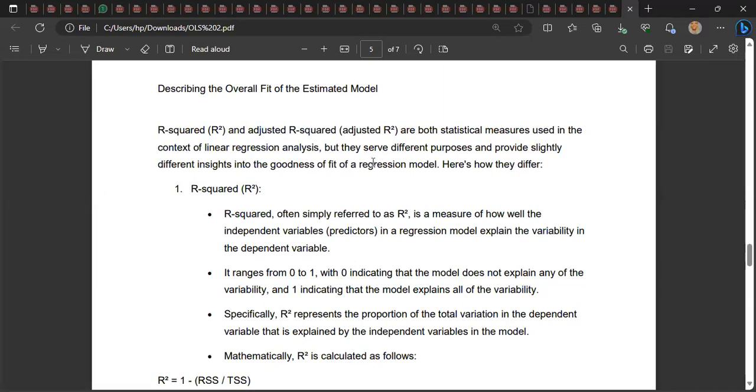All right. So in terms of the speed of the regression, we are talking about how well our data fits into our model. Your R squared, often simply referred to as R squared, is how well the dependent variables, our predictors in a regression model, explain the variability in the dependent variable. So the range is usually 0 to 1.